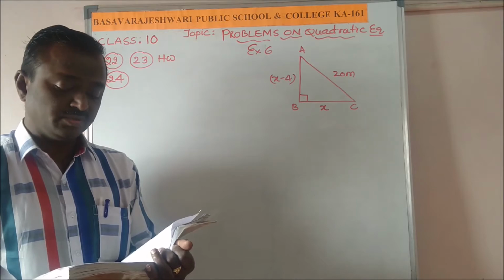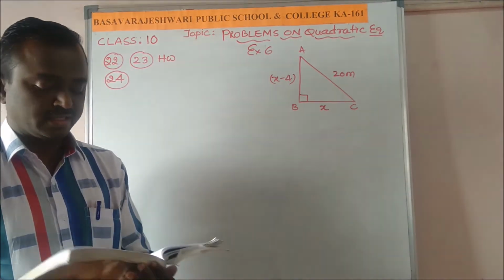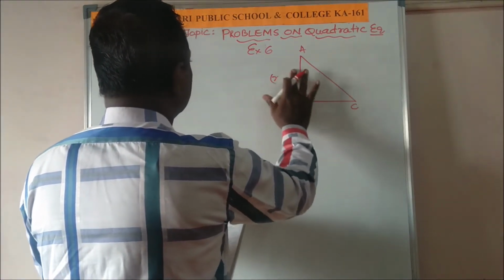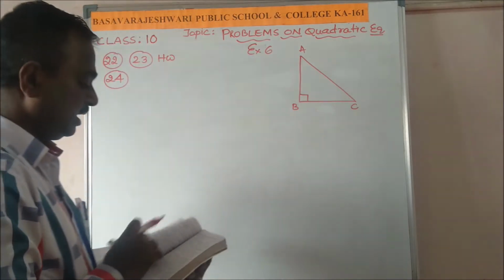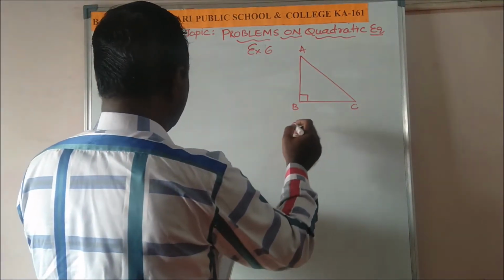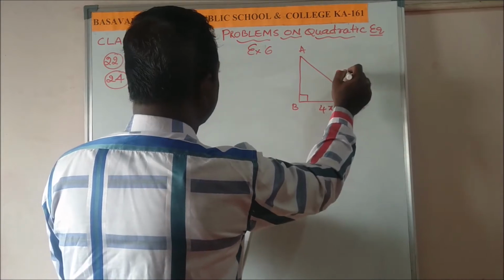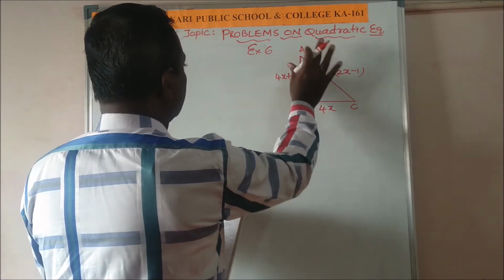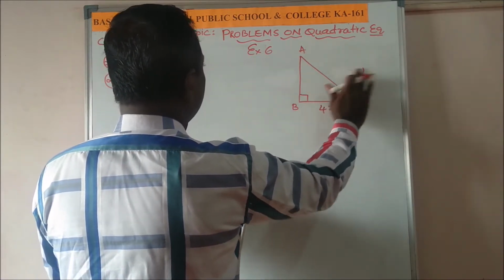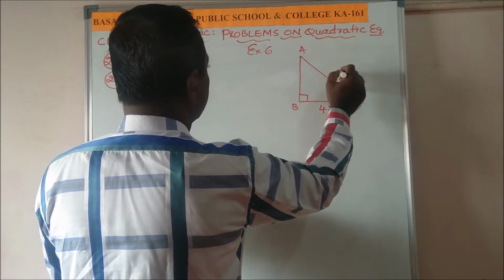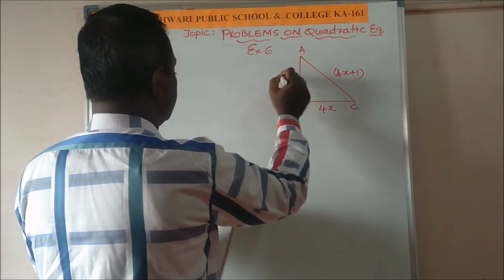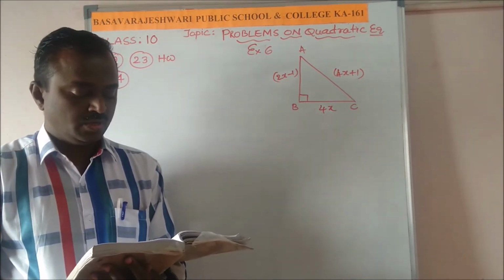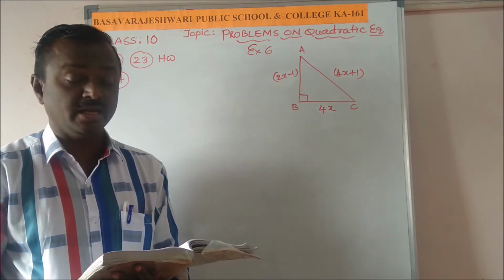23, if you observe, the lengths of the sides of a right triangle are 2x minus 1 and 4x plus 1. This one is bigger, I think, so you can take 4x plus 1 as the hypotenuse, and 2x minus 1 as the other side of the right angle triangle. We have to find the value of x and the area of the triangle.